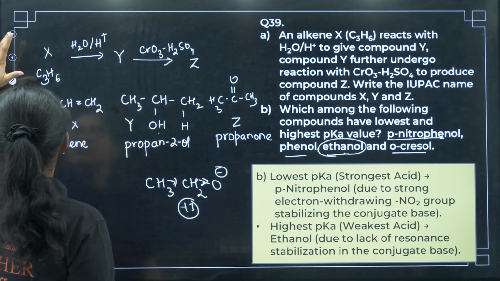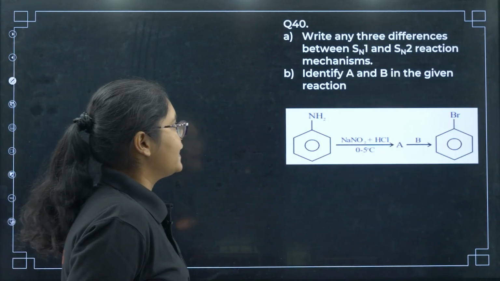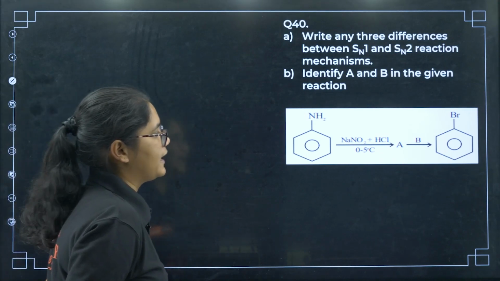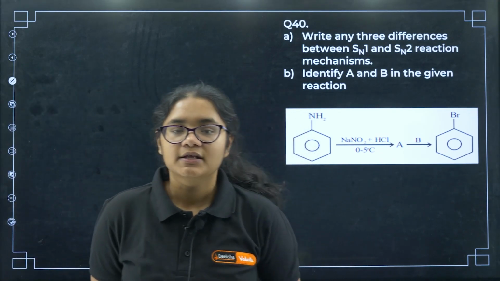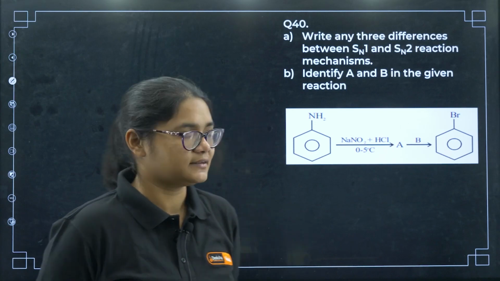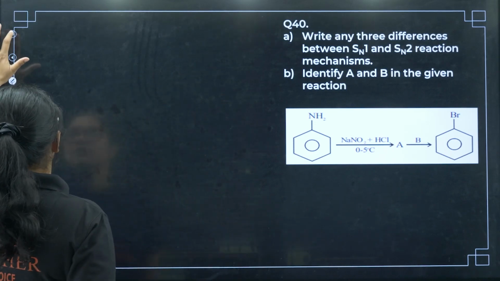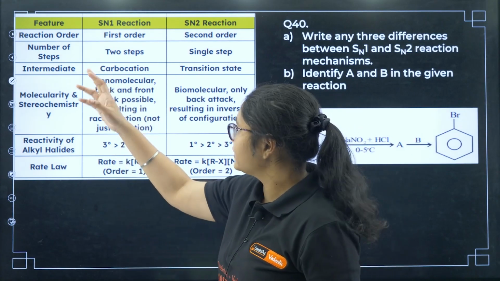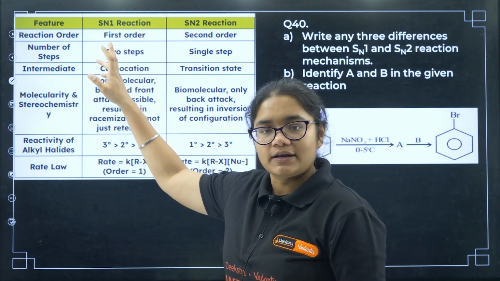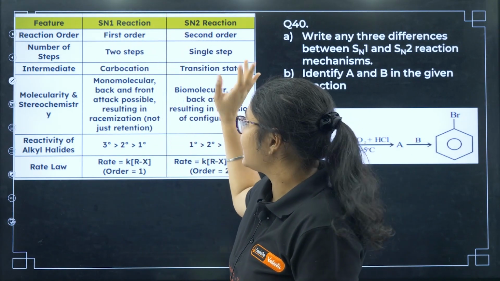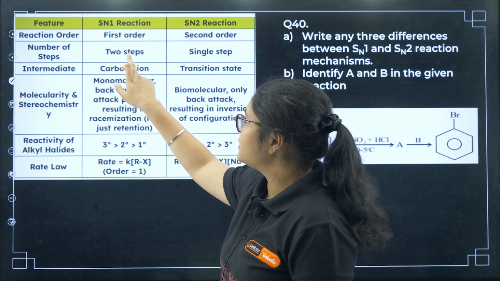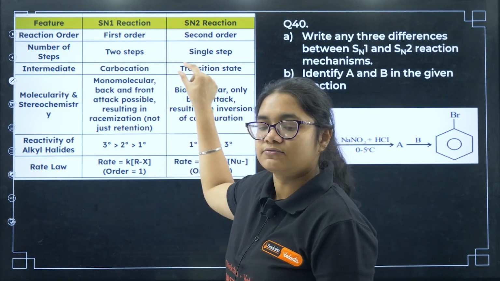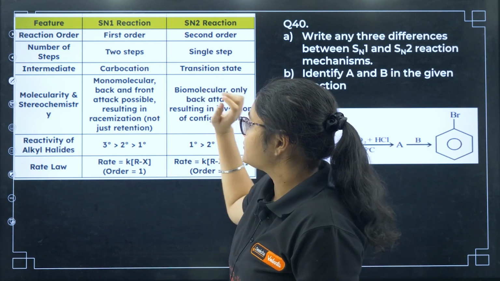Okay. Next, question number 40. Write any three differences between SN1 and SN2 and identify A and B in the given reaction. So for the differences between SN1 and SN2, we have many things. You can write down any 3 points. The first thing is reaction order. SN1 is a first order reaction, SN2 is a second order reaction. Number of steps in SN1 is 2, in SN2 it is a single step. Intermediate: here a carbocation is formed, here a transition state is formed.